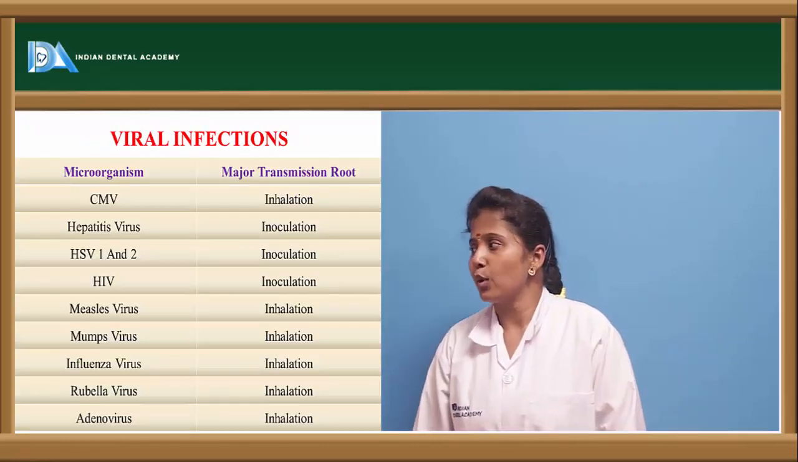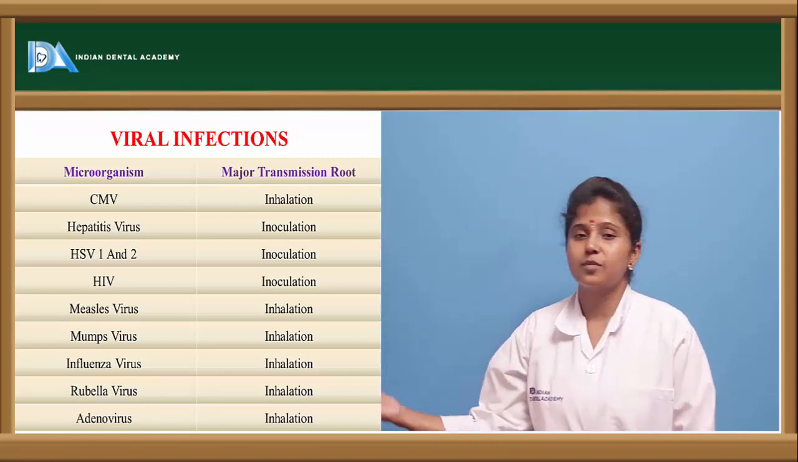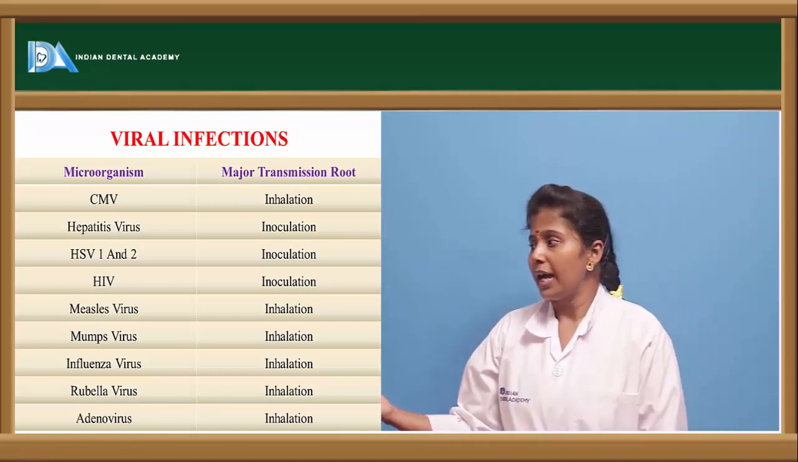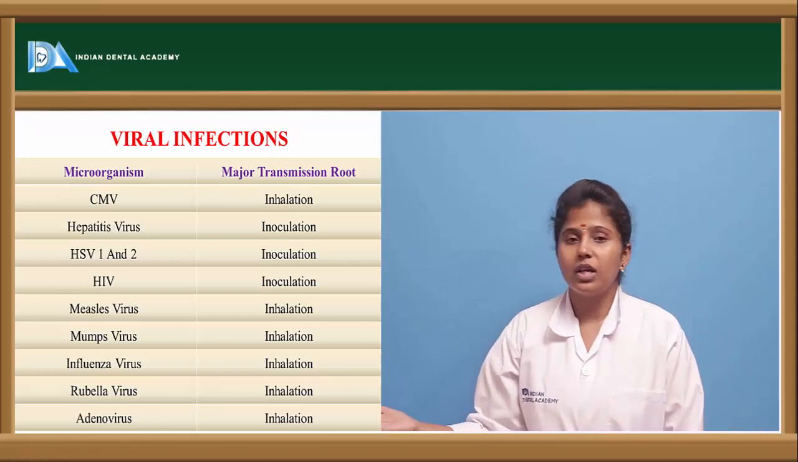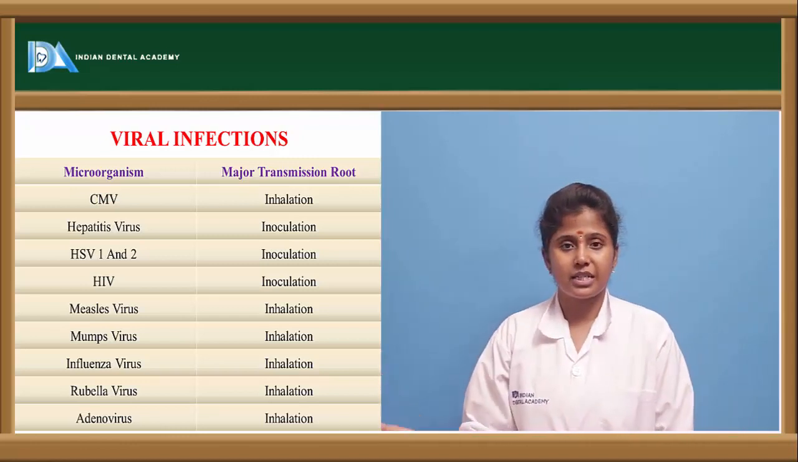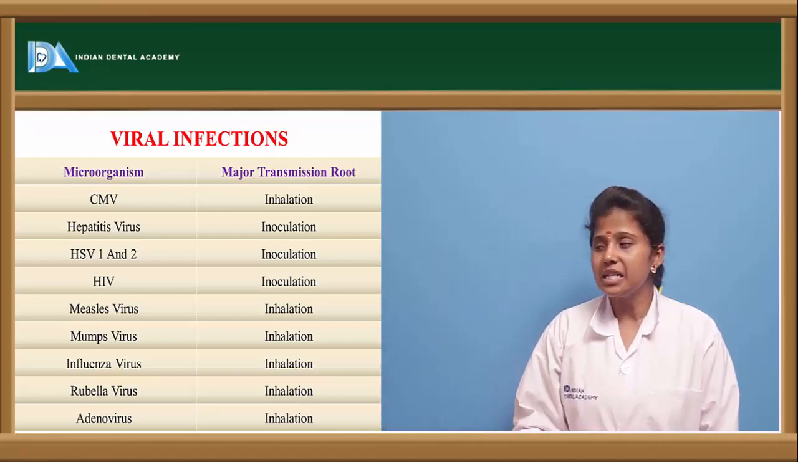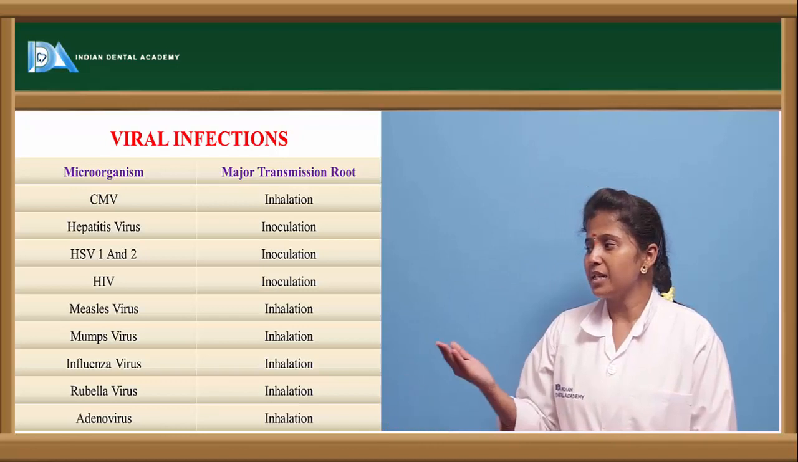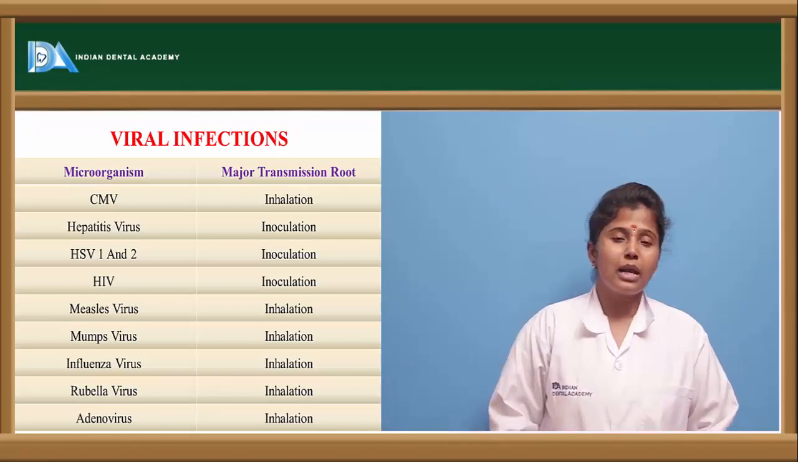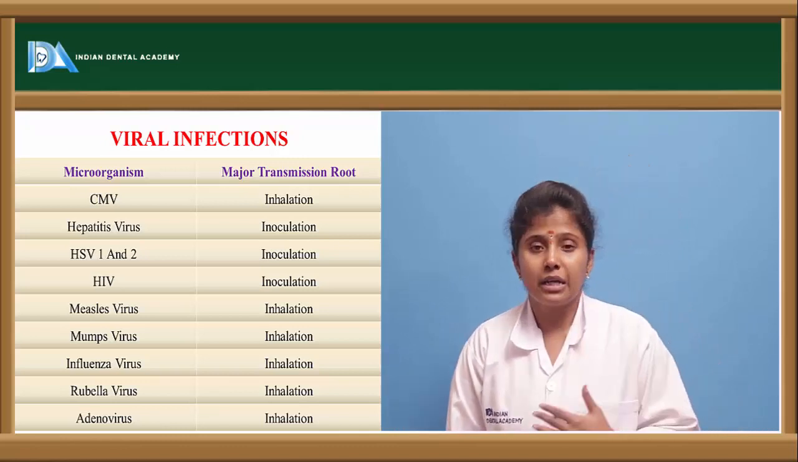Now, among the viral infections we have the CMV virus, which is spread through the inhalation route, hepatitis virus, through inoculation, and HSV virus, through inoculation again. HIV virus, the human immunodeficiency virus, through inoculation. Measles, mumps, influenza, rubella, and adenovirus are all viruses which are spread through the inhalation route.